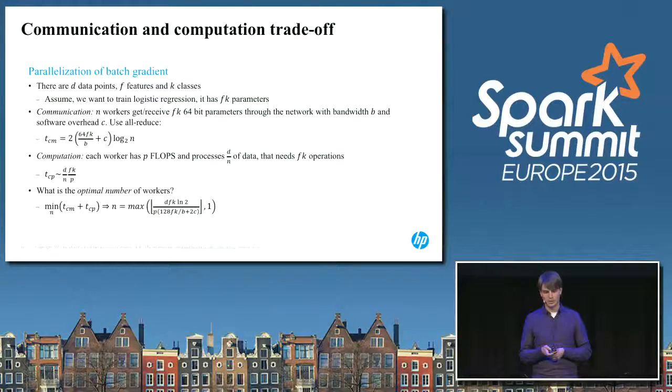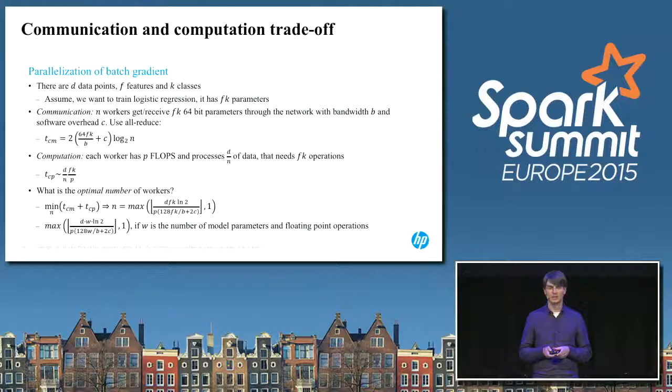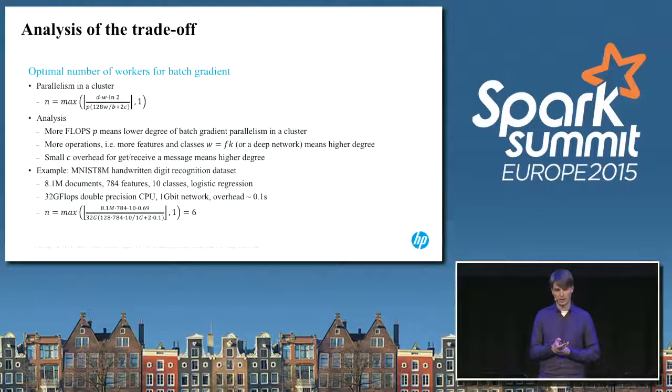This formula can be generalized if we substitute fk for w, which is the number of model parameters, and at the same time, the number of floating point operations that we need to compute this parameter. Let's analyze this formula and see if it makes sense.